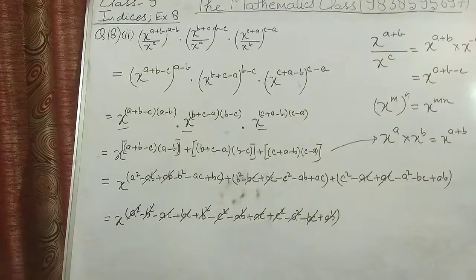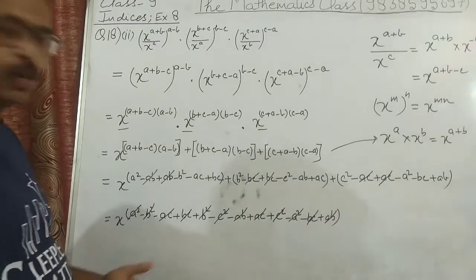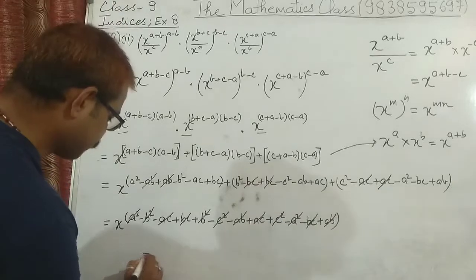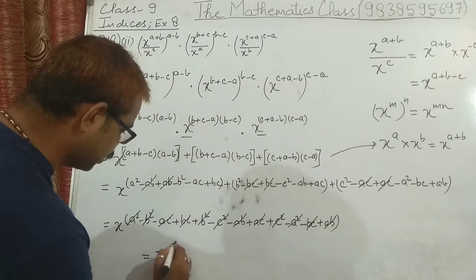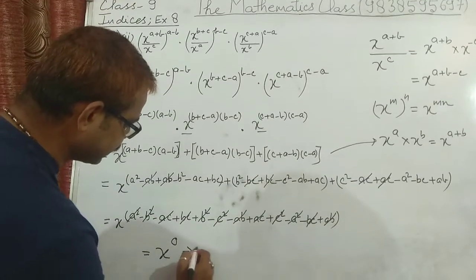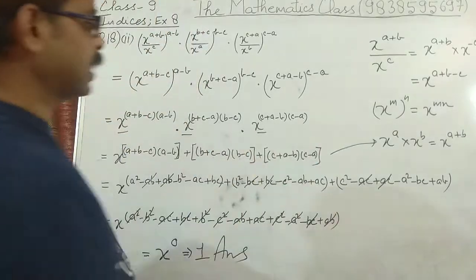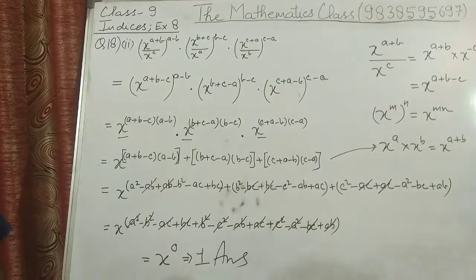It means nothing is left in the zero. What is left? Nothing is left in the powers. What is left? X to the power 0, and we know that anything which has a power 0 is equal to 1, so that is the final answer.